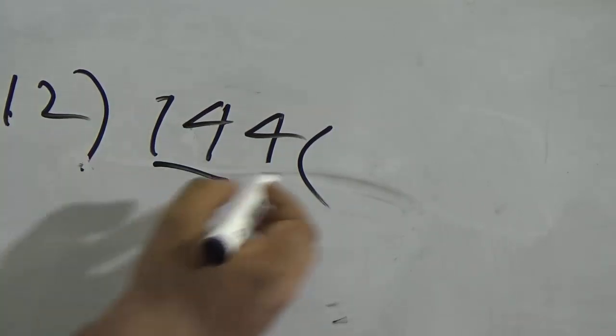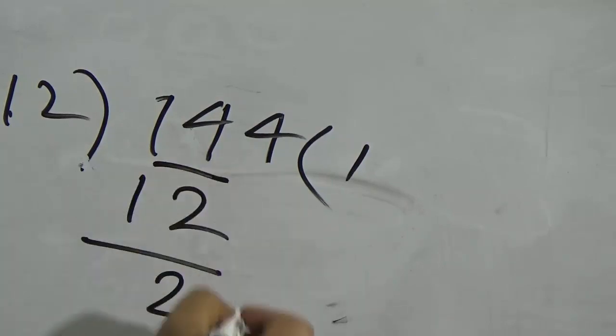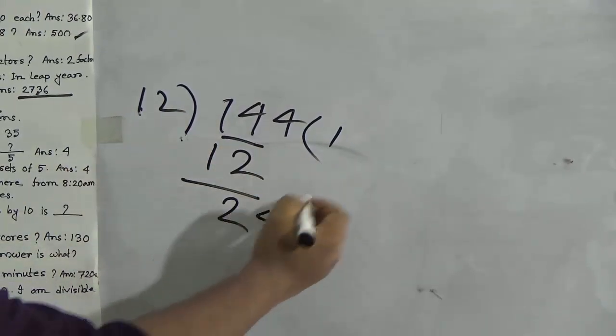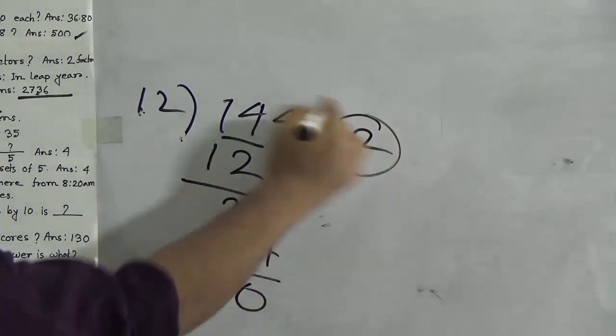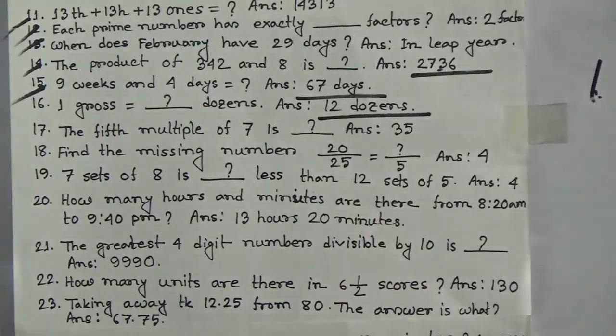In 14, 12 goes in 1 time. If we subtract, then we get 2, and 4 is here. In 24, 12 goes in 2 times. That means 12 2s are 24, and 12 is the answer. So 1 gross equals how many dozens? 1 gross equals 12 dozens.